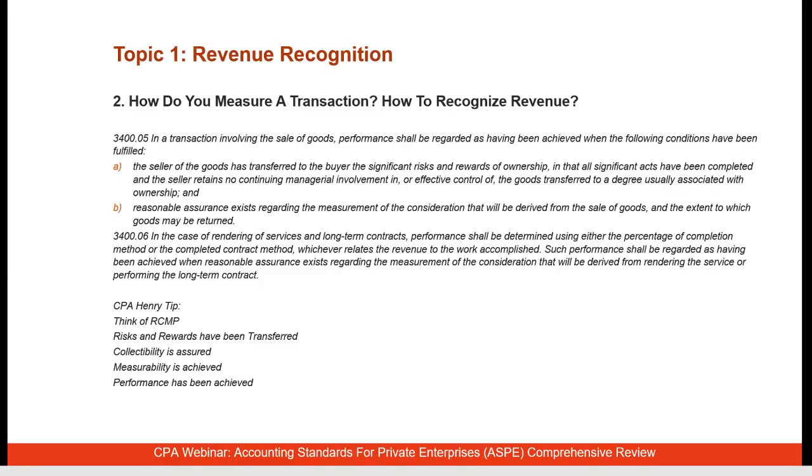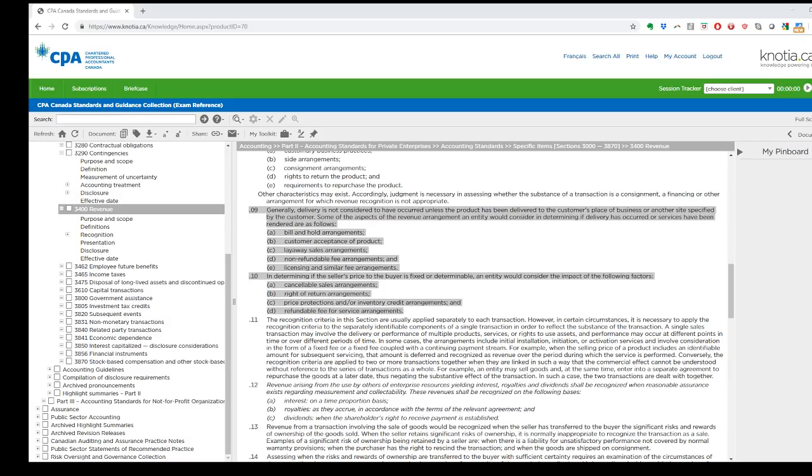hold arrangements, sorry, let me just pull up the PowerPoint slide. Go back to bill and hold arrangement, customer acceptance of products, layaway sales arrangements. These are examples where you've got to be a little bit more careful of how you discuss the performance. And that's when we'll go through some of the writing techniques to deal with revenue recognition related to performance.